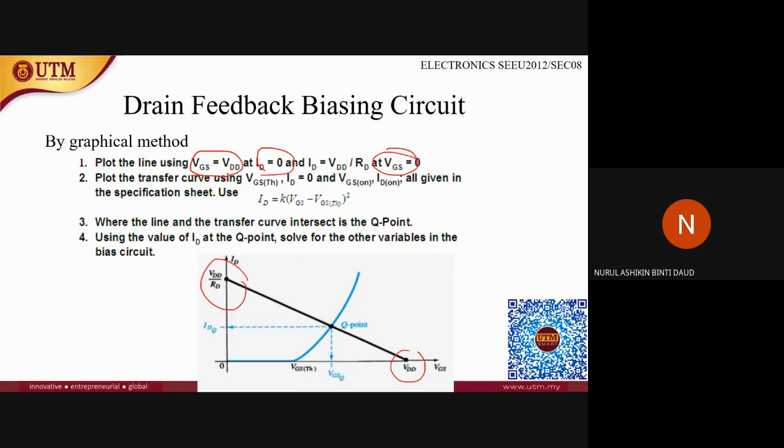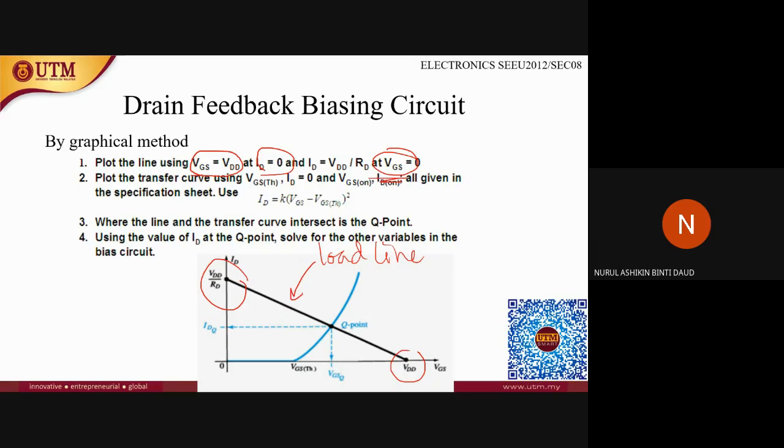So VDD over RD when VGS is equal to 0. Once you get these two intercepts, the y-intercept and the x-intercept, connect them together. So this is the load line.